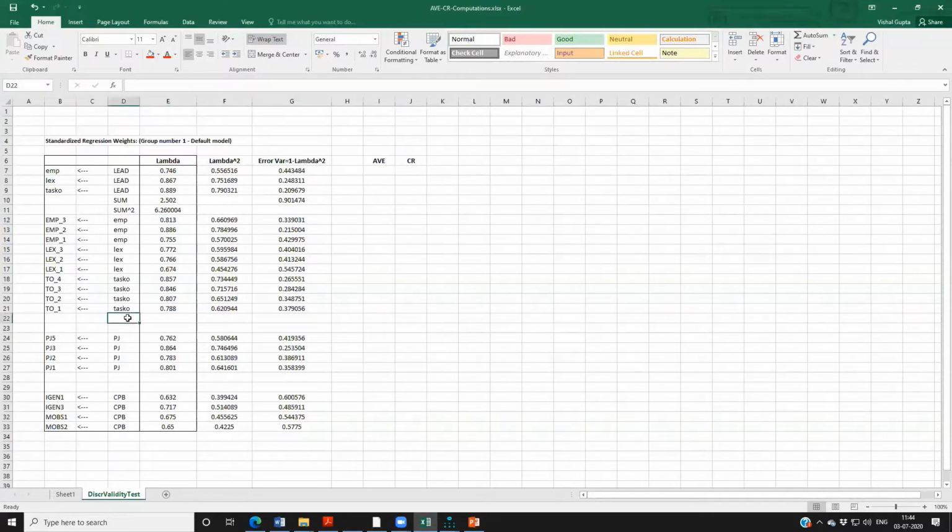Similarly, we'll do the same thing for Pj. So we'll do the sum of these 4 items. Okay, and sum square will be square of this number. Similarly, we'll do the sum of error variances for Pj, which is sum of these 4 numbers.